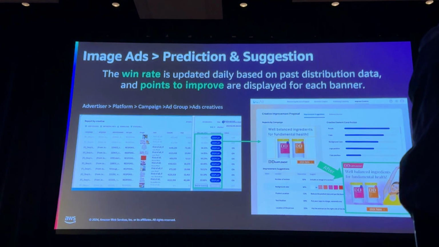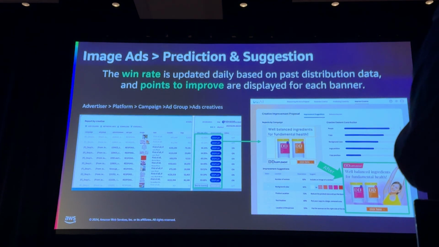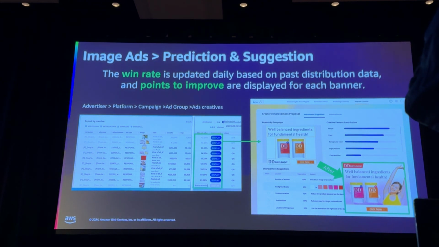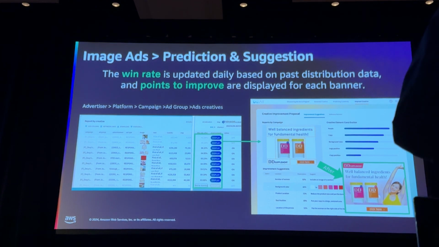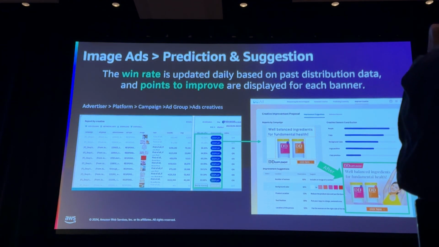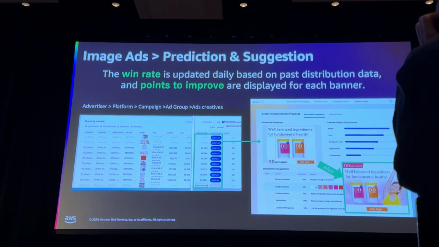Then let's go to the prediction and suggestion part. Our AI solution is connected to the platform's ad distribution data every day, and AI is learning the correlation between the actual distribution result and the creative elements like tagline, background, object, color, like that. So AI can tell us, for example, okay, let's change the background color from white to pink, and also place the image of the lady like that.